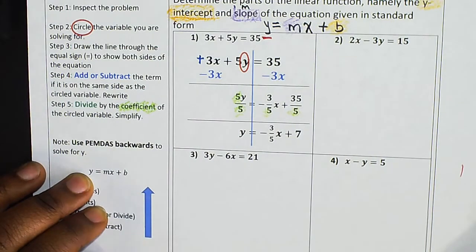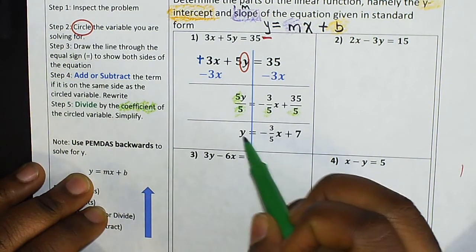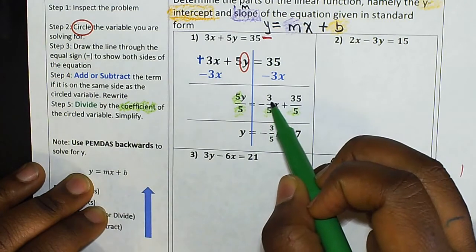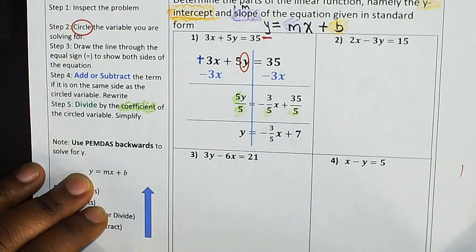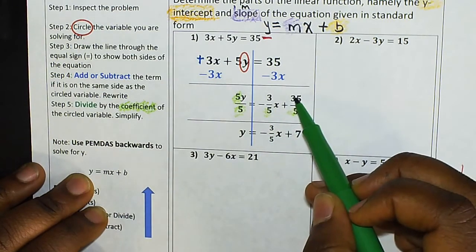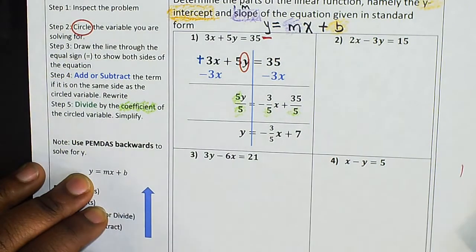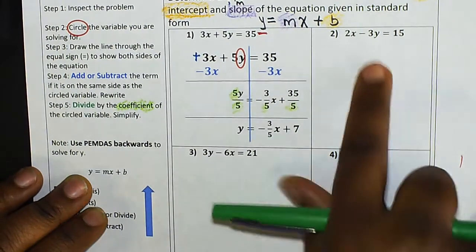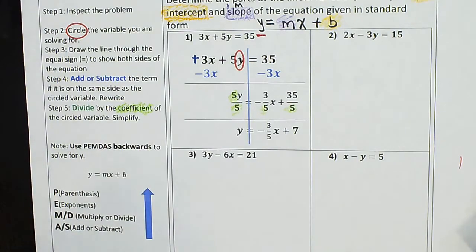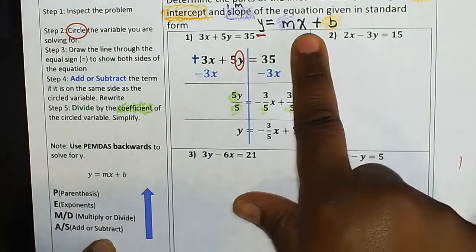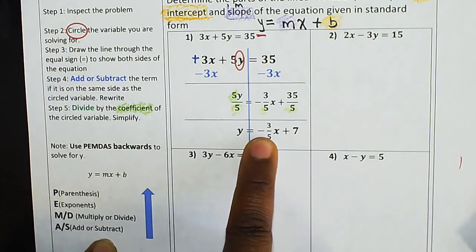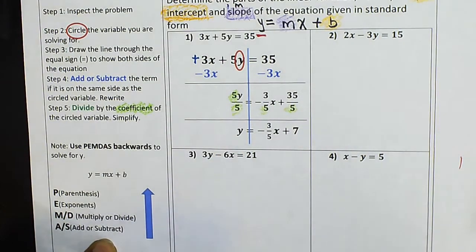So 5 divided by 5 is 1. We know 1 is invisible. So y is equal to negative 3 over 5. We're going to leave it as a fraction, plus 35 divided by 5 is 7. So now let's do number 2. Oh, but first, let's find our slope. Our slope is the number that's in front of x. Our number in front of x is negative 3 over 5.